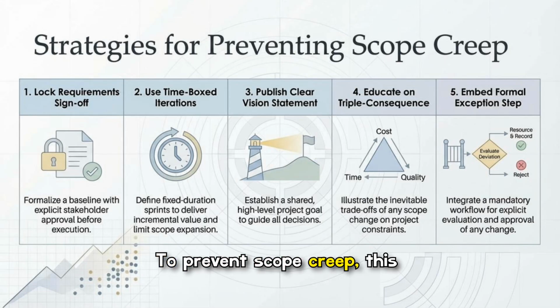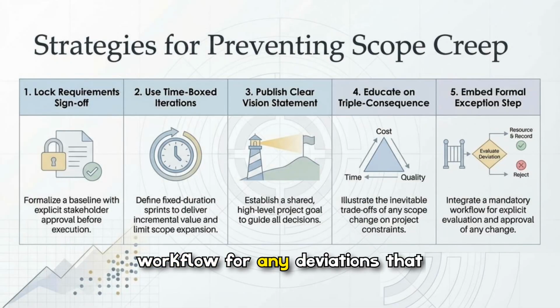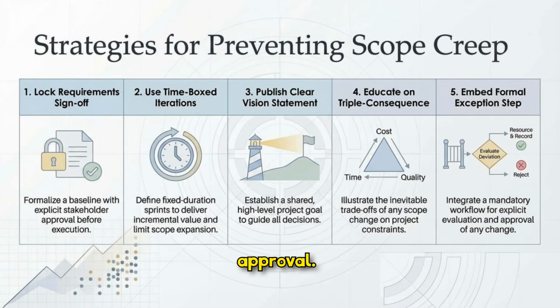To prevent scope creep, this slide proposes 5 practical strategies. Lock requirements with stakeholder sign-off. Use time-boxed iterations to limit expansion. Publish a clear vision statement to guide trade-offs. Educate stakeholders on the triple constraint consequences of changes. And embed a formal exception workflow for any deviations that require explicit evaluation and approval.